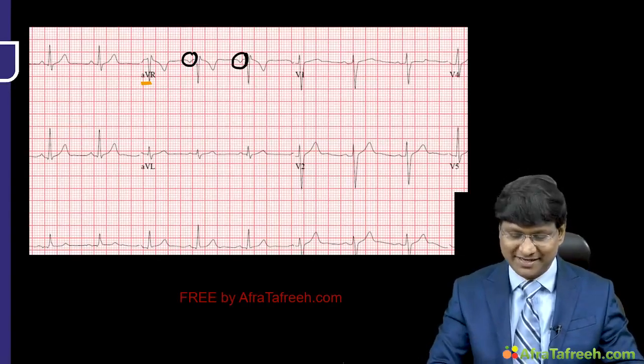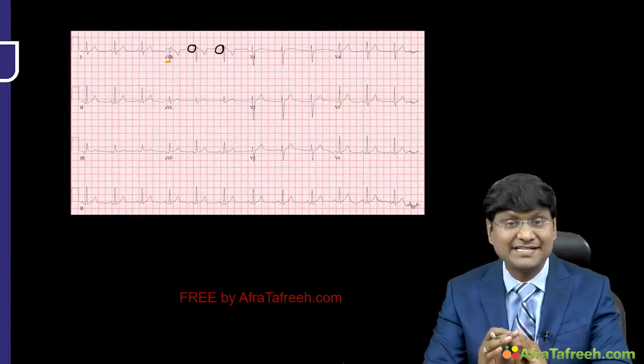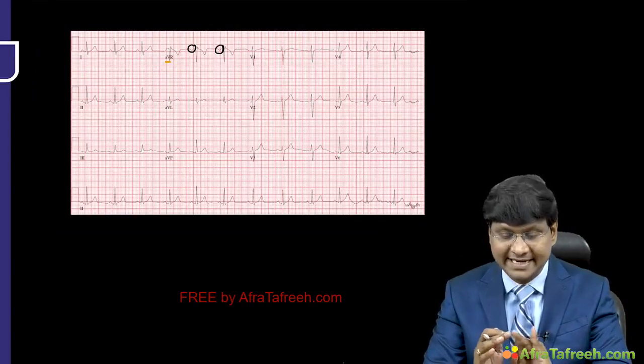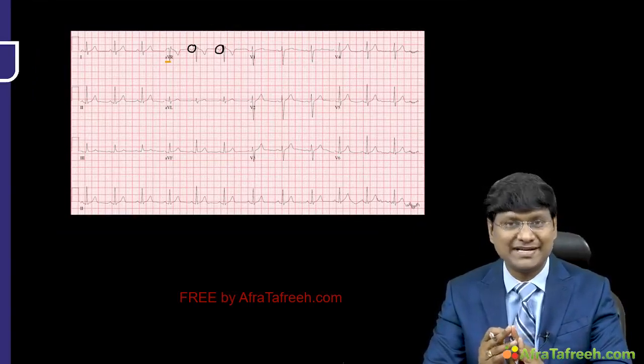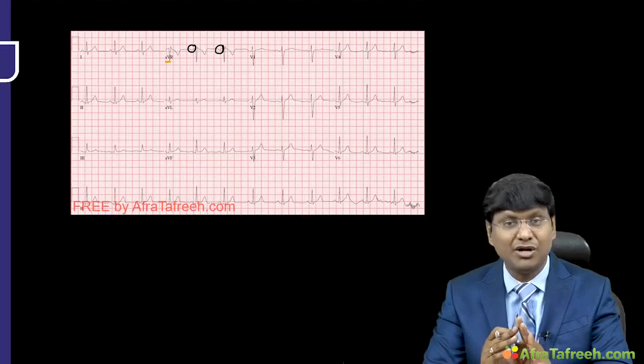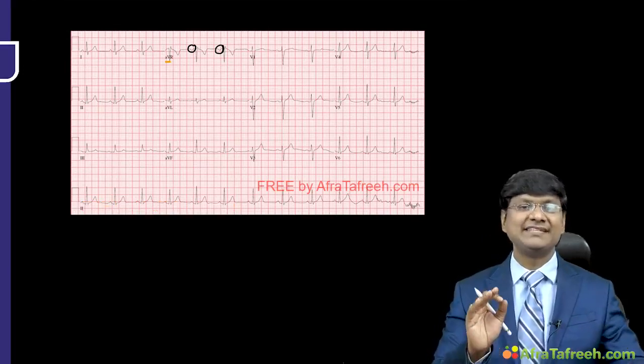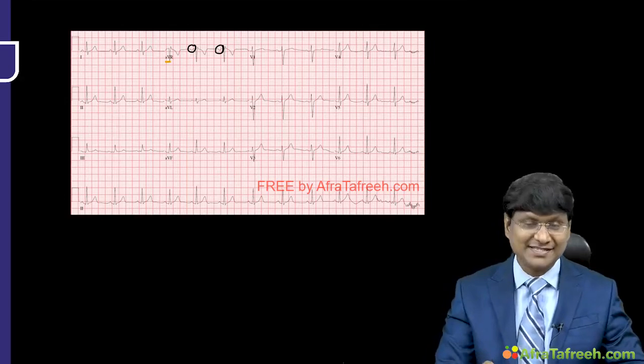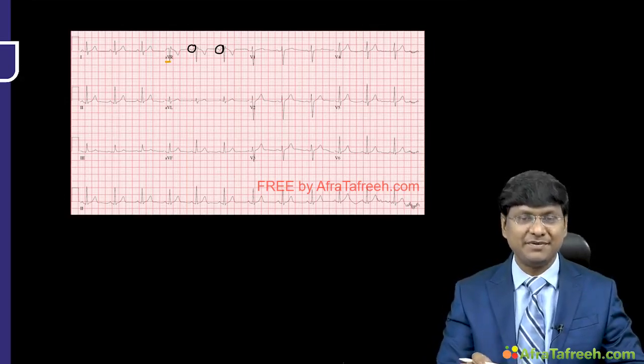Now you see the basic morphology of the P wave. It is a monophasic wave, the one which is present above the isoelectric baseline. In almost all the leads, it is a positive wave. The exception is in lead V1, where it is biphasic, and in lead AVR, where it is a negative wave. Okay, so this is about the basic morphology of the P wave.